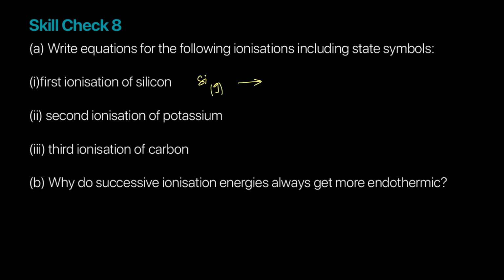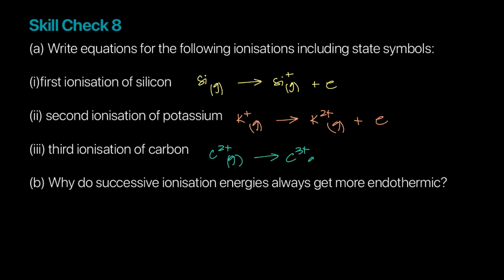So the first ionization of silicon is Si becoming Si plus plus e minus. So Si gas becoming Si plus gas plus e minus. Remember, all ionization energies are for gaseous atoms and ions. That's something that you have to remember. Second ionization of potassium is K plus becoming K2 plus. And third ionization of carbon would be carbon 2 plus becoming carbon 3 plus. So first is 0 becoming 1 plus, second is 1 plus becoming 2 plus, third is carbon 2 plus becoming carbon 3 plus, losing 1 electron. All of them are gaseous particles.